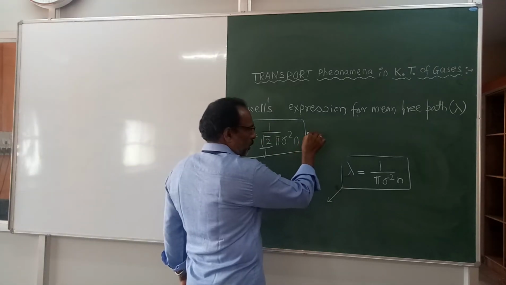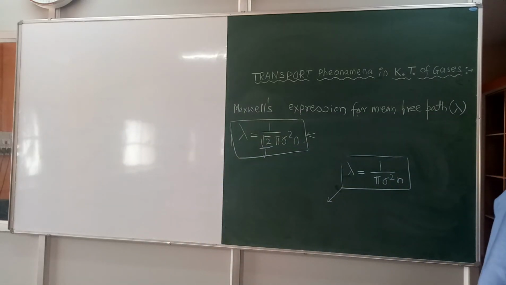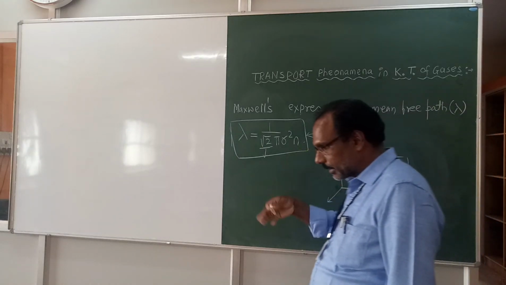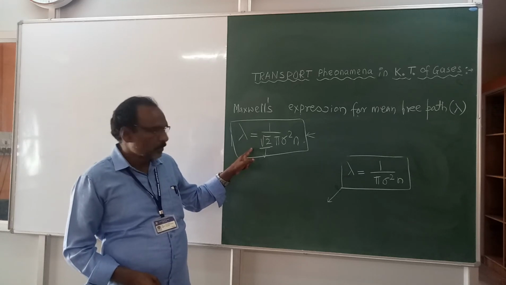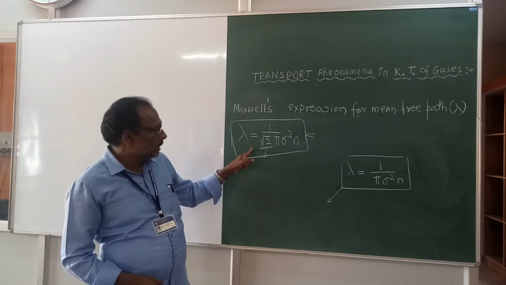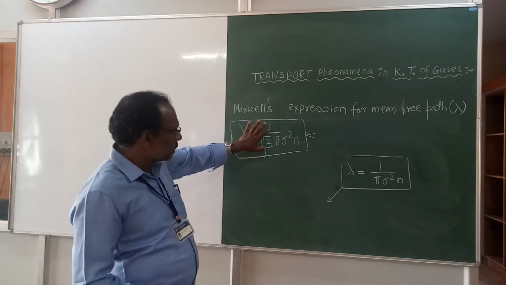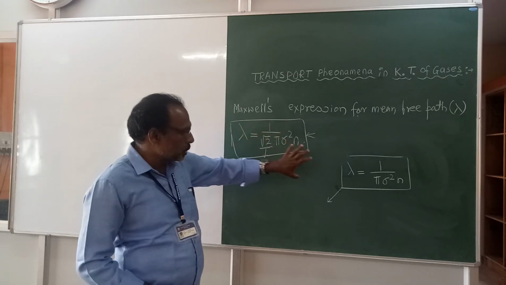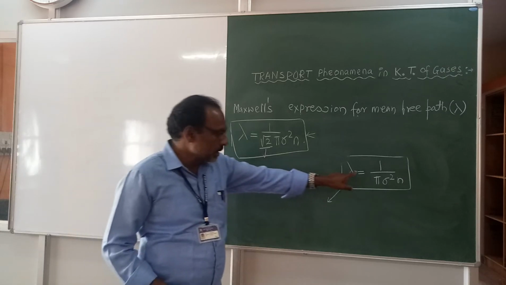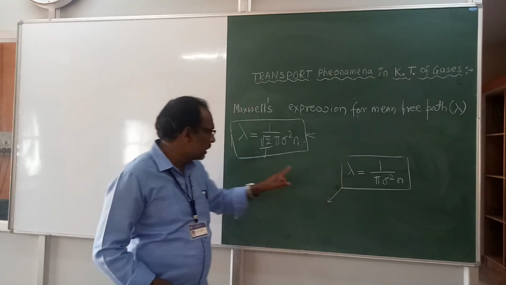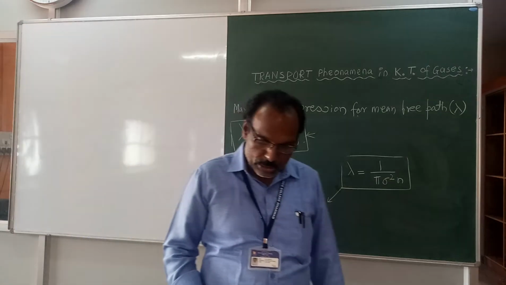Please remember, for solving the numerical problems or for all the other discussions, we are going to use this expression called Maxwell's expression for mean free path, and this is found to be a corrected expression. The correction suggested to Clausius' expression is only the factor 1 over root 2, and many times in physics we have come across such things.